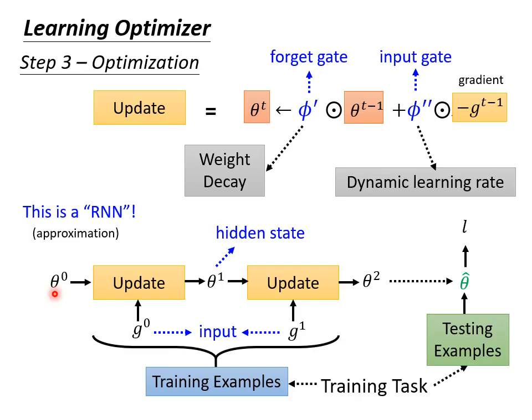To make the optimization problem tractable, simply consider gradient descent as a recurrent network, and you can train, say, phi prime and phi double prime as the forget gate and input gate of LSTM. Then you can train the optimizer.